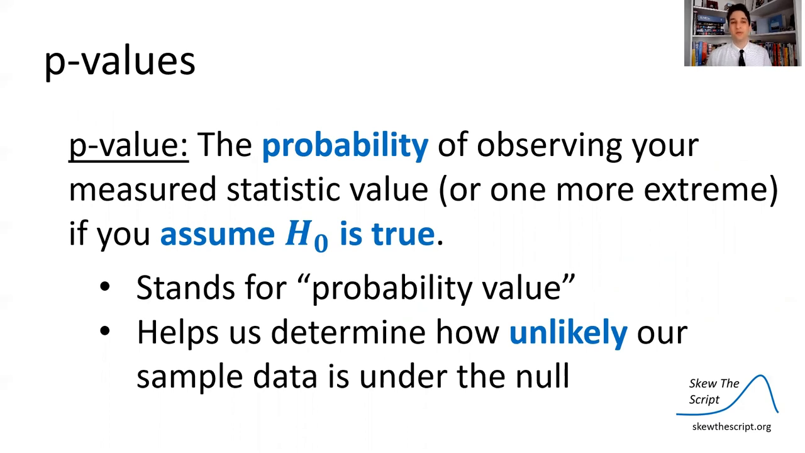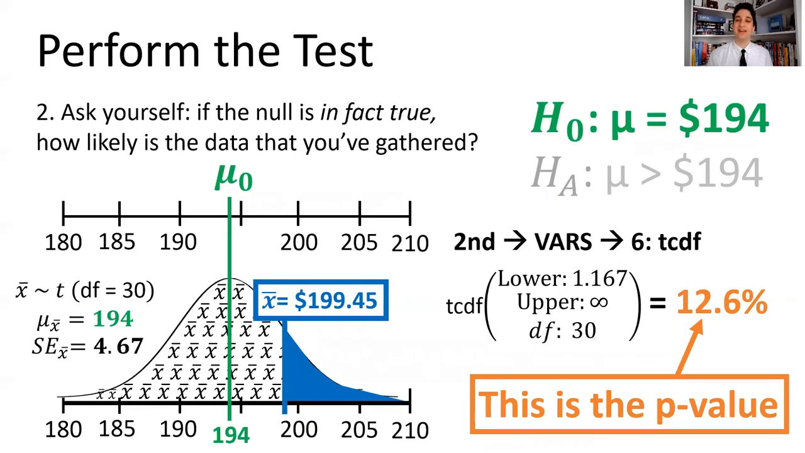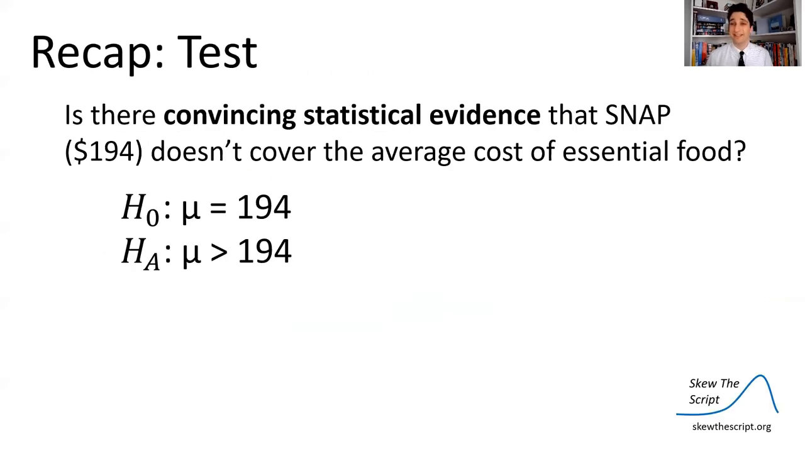That's the probability of observing your measured test statistic or more extreme, assuming the null is true. Remember, p stands for probability here, and it's how unlikely our sample data is. That is the p-value. There's a 12.6% chance that we get a sample mean of 199 or higher under the null assumption. So it's pretty likely. So let's recap what we did so far.